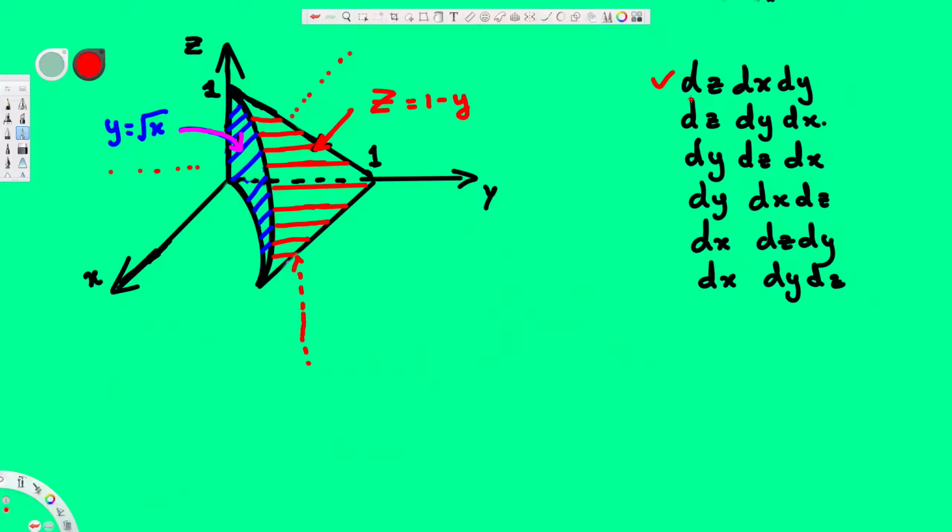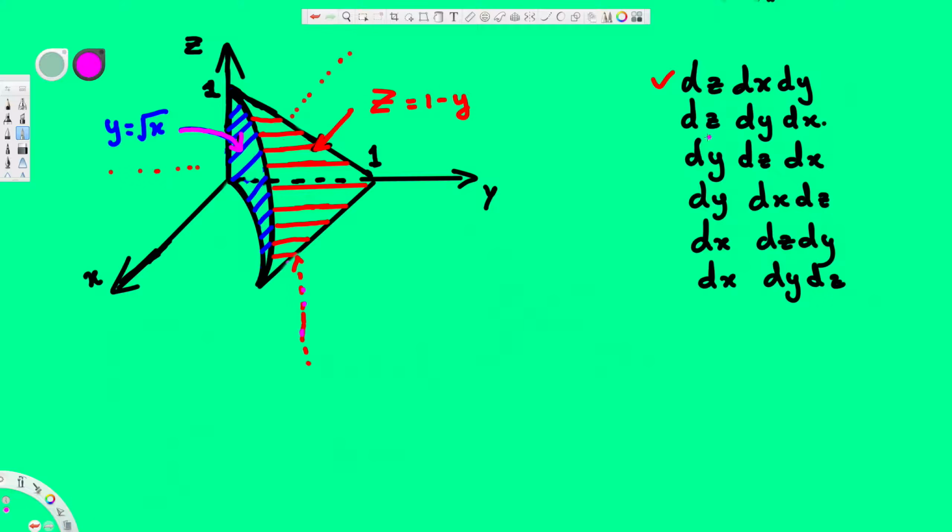Now here, since we are doing z, we think of shooting a bullet from the negative z-axis to the positive z-axis. Where it hits first is going to be our lower limit of integration, and the region where it's hitting is exactly on the surface. For example, here this surface is exactly on the xy plane, right? So that's going to be 0.